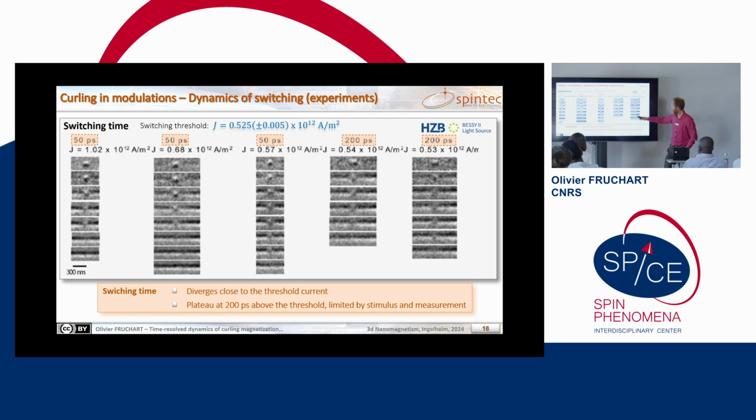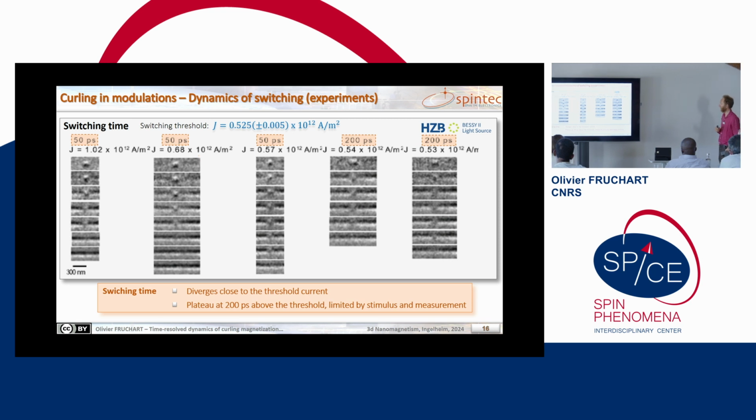And if we decrease the current, at some point we see a slowing down. Here it takes maybe 300 picoseconds, and here it takes close to 1 nanosecond. And in fact, this happens to be the threshold. Okay, so the time for switching, like many switching processes in magnetism, diverges when you go towards the threshold.